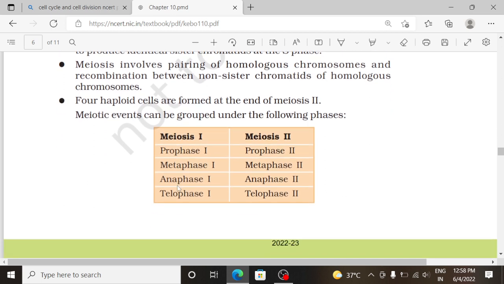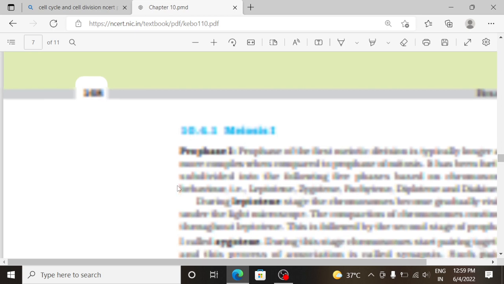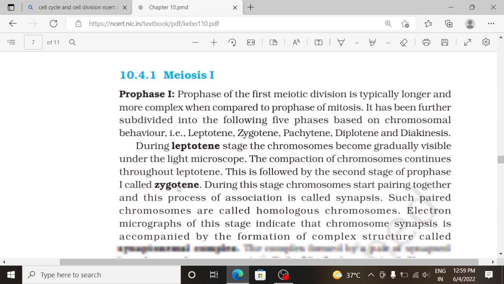Meiotic events can be grouped under the following phases: meiosis 1 and meiosis 2. Meiosis 1 has prophase 1, metaphase 1, anaphase 1, telophase 1. And meiosis 2 has prophase 2, metaphase 2, anaphase 2 and telophase 2. Then meiosis 1, prophase 1. Prophase of the first meiotic division is typically longer and more complex when compared to prophase of mitosis. It has been further subdivided into the following 5 phases based on chromosomal behavior.